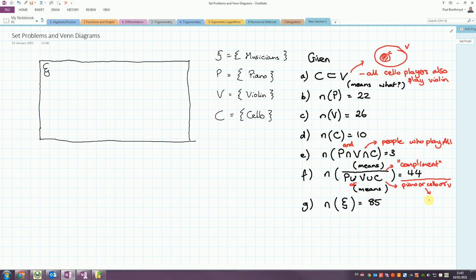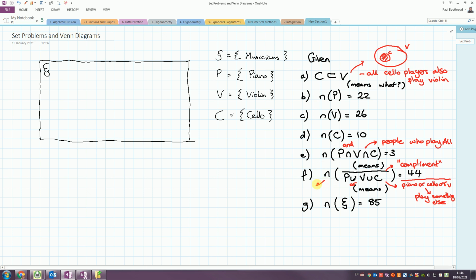Not necessarily doesn't play. Have a look at the universal set. You're right, it's people who don't play piano, cello or violin. Yeah, they don't play those instruments. Because they're in the set of musicians, they play some instrument, but the complement says they play something else. So you're looking at the brass section, or the people who play the drums. So that's the people we're looking at in this one.